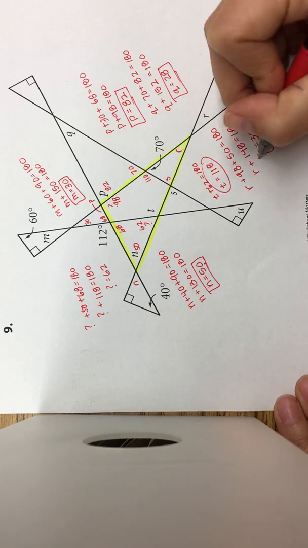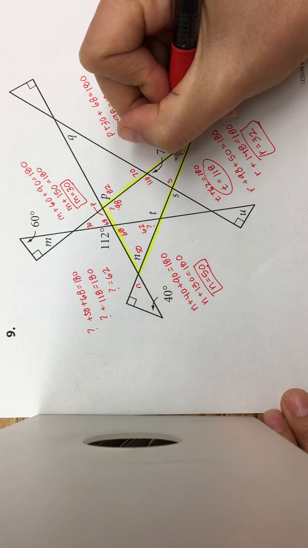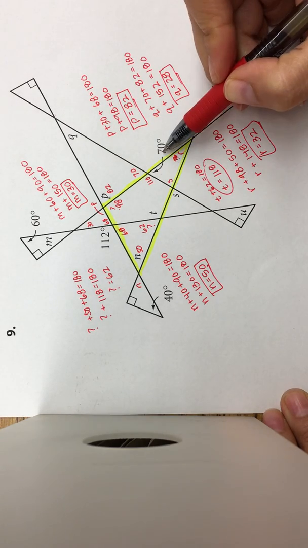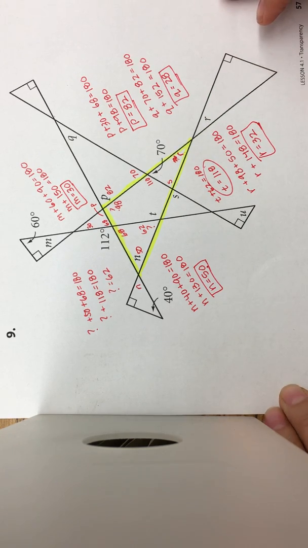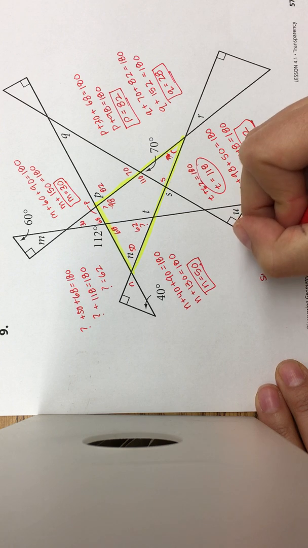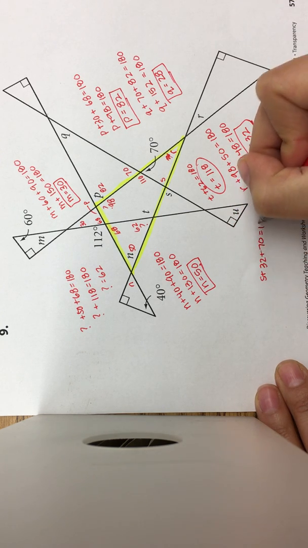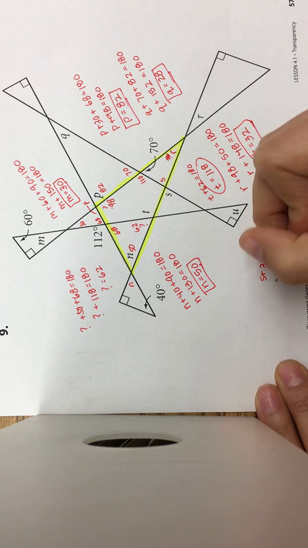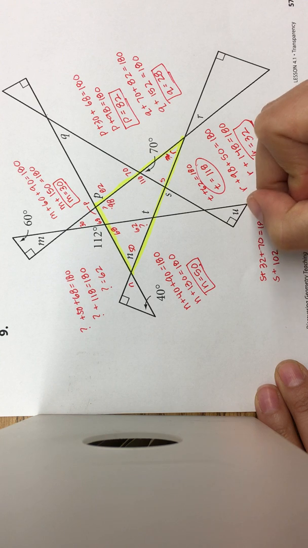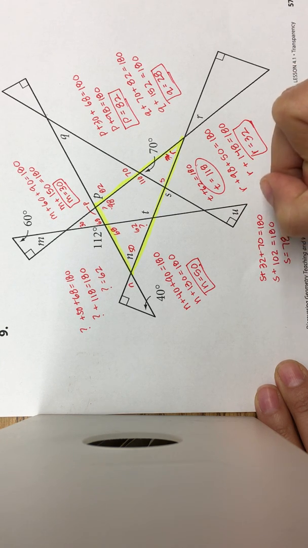Okay, now if I need S, now that I have R, 32, I can find S using 70 here. So we have S plus 32 plus 70 equals 180. So S plus 102 equals 180. So S is equal to 78 degrees.